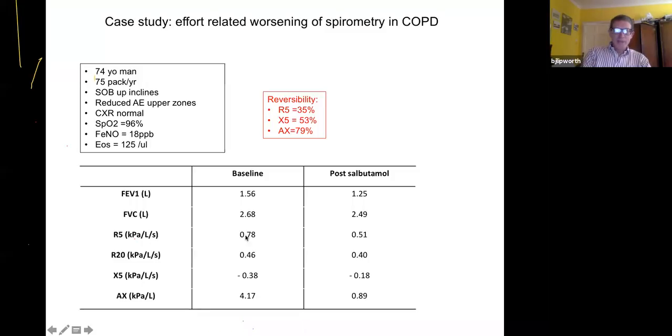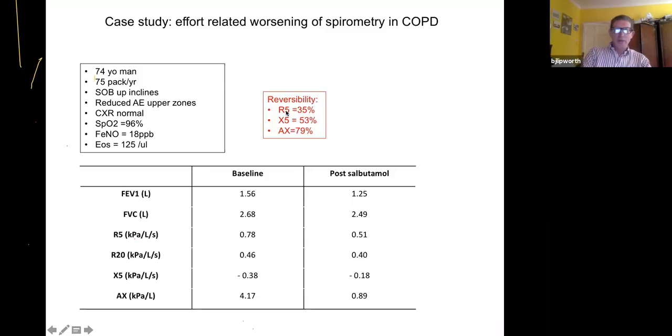But at the same time, you can see that he had a fall in resistance, mostly in R5 rather than R20. You can see that his compliance also changed significantly. And you can see particularly what changed was the area under the reactance curve. So let's put some numbers on that.